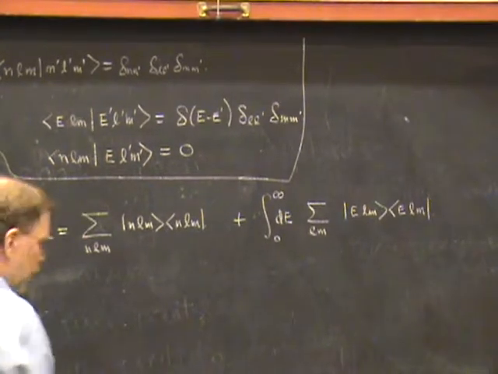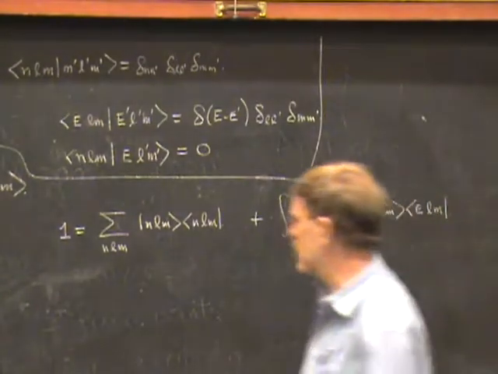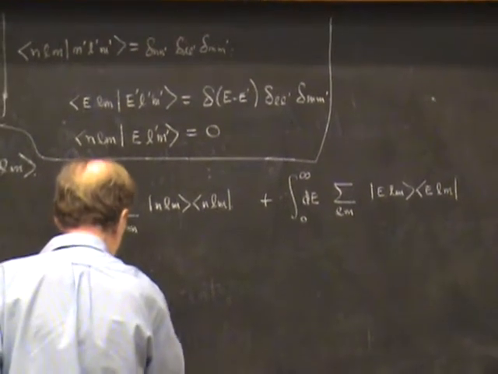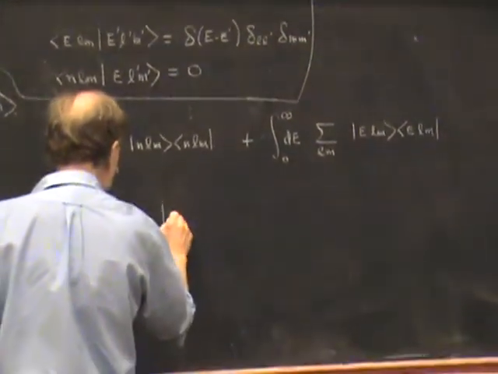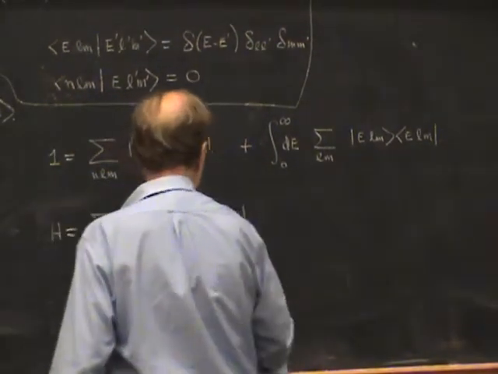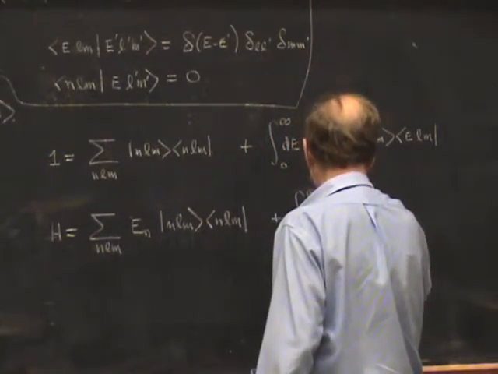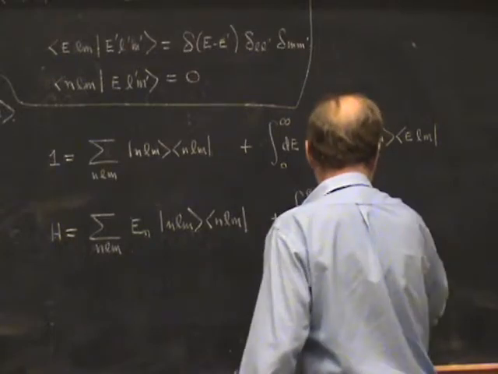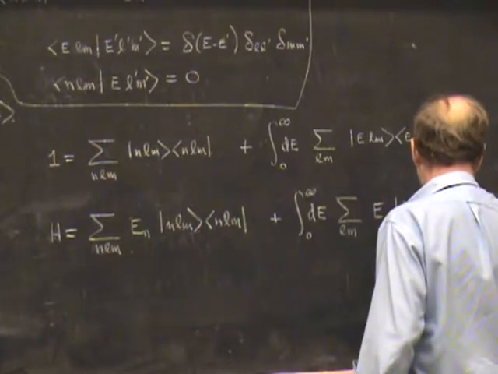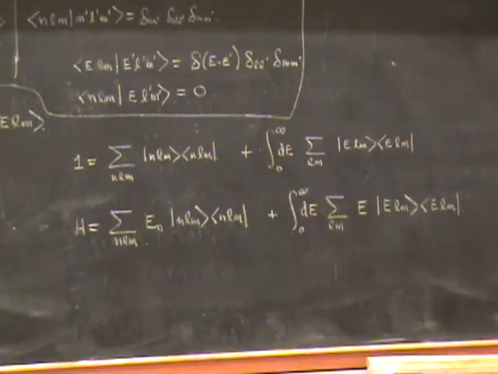There's also, you recall, I also mentioned that the operator itself can be written in terms of its eigenstates. If we do this for the hydrogen atom Hamiltonian, it looks like this. All we have to do is put in the energy eigenvalues under the sum for the bound states, and also for the unbound states. We put in an E here. This is what it looks like in the case of the hydrogen atom.